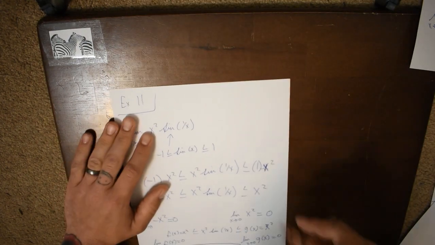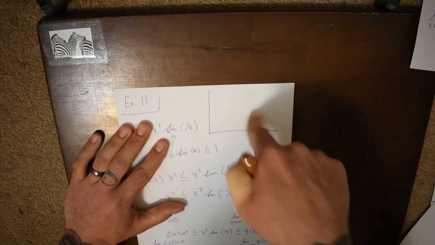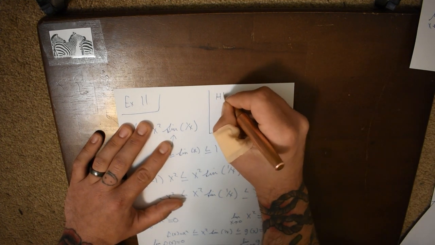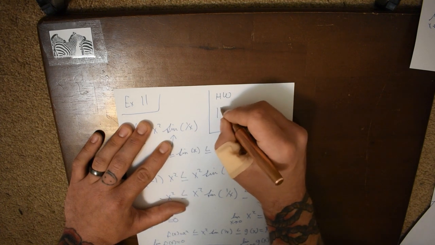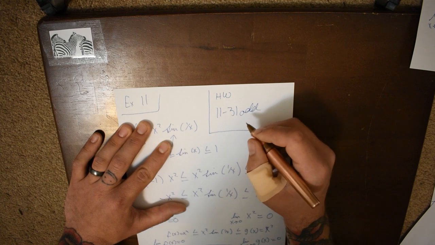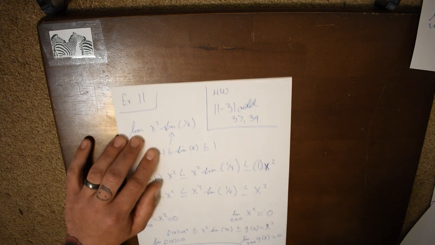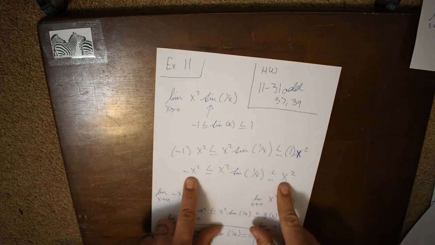This is our final example. Your guys' homework, it's already up on Blackboard. I like to write it in the video. It is going to be 11 through 31 odd, and then 37 and 39. Okay, these squeeze theorem problems, they're tricky to come up with lower and upper bounds.